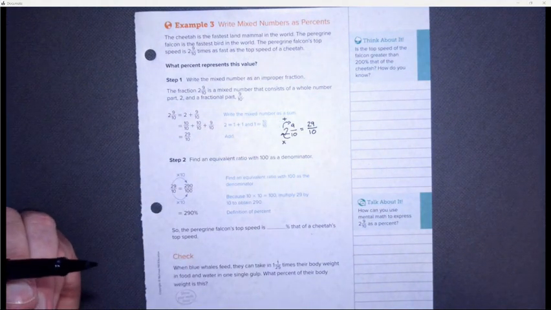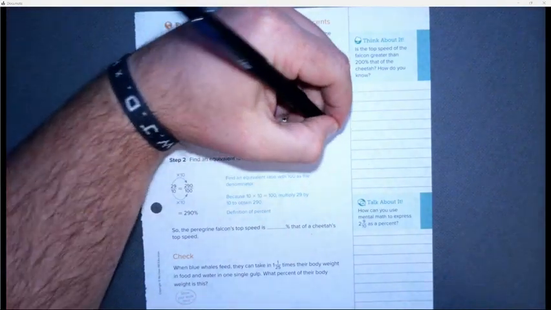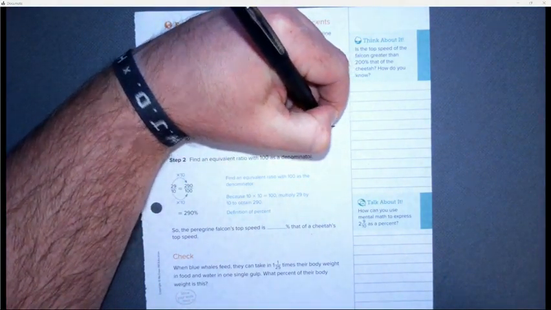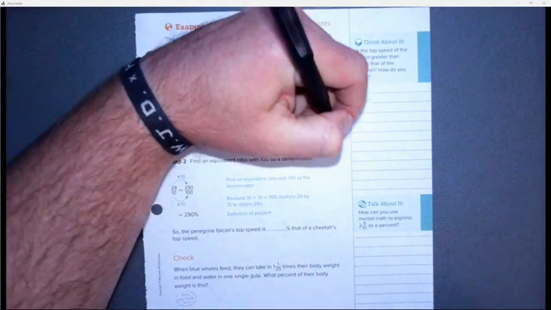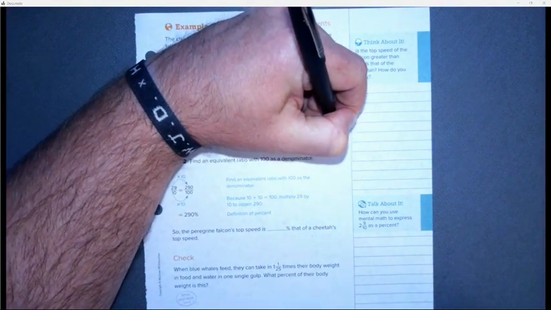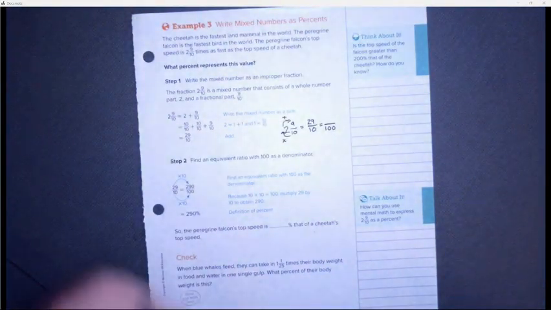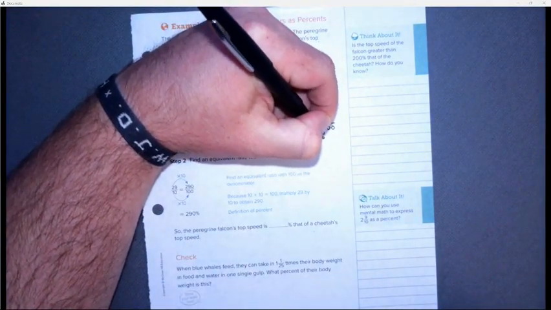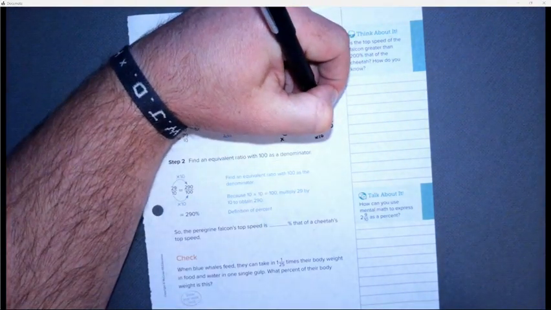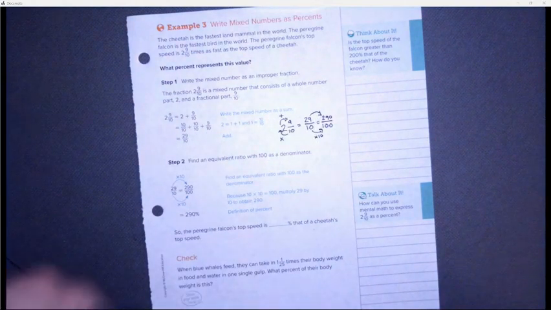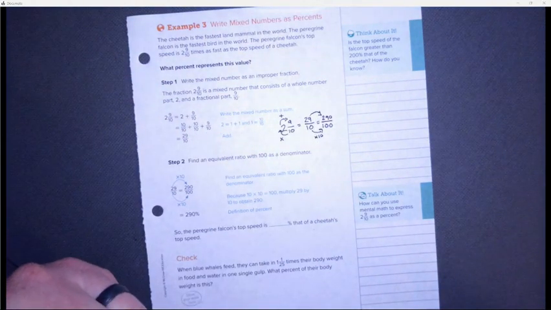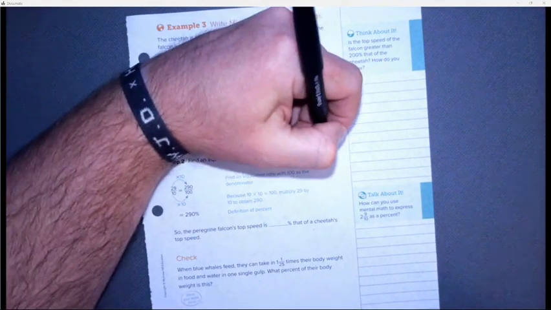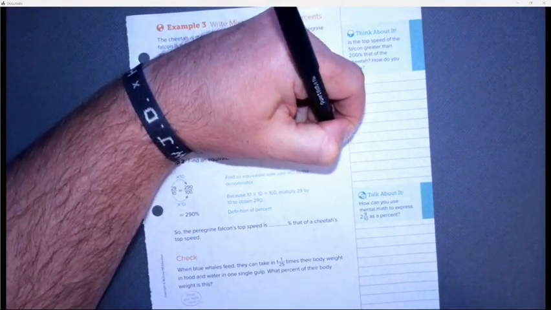So now that I have that, I can work into turning it into a percent. And I know if I want a percent, I need a denominator of 100, because percent means per 100. 10 times 10 is 100. So 29 times 10 will give me 290. So since I have 290 hundredths, 290 per 100, we know it is 290%.